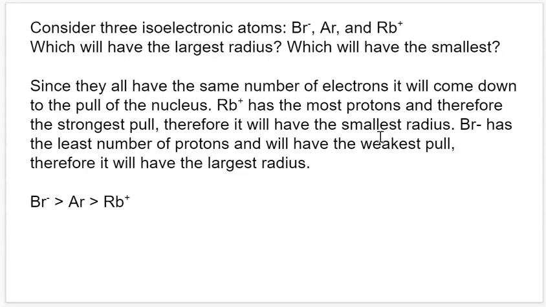So we can say that the bromine is going to have the largest radius because its electrons are being pulled in less than argon, and then rubidium is going to be the smallest because it has the most amount of protons and therefore the strongest pull towards the center. So it's going to shrink the most.